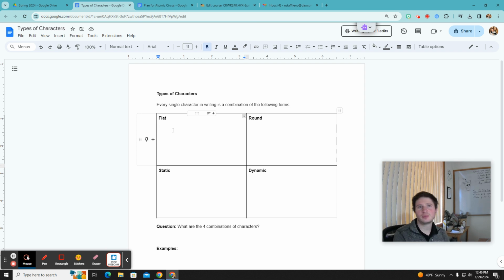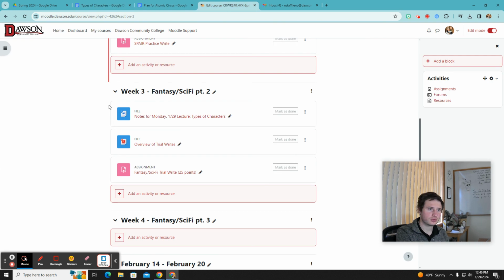More information for that is actually on Moodle right here. Overview of trial writes is a document that goes over what a trial write assignment is, and then this is the actual assignment. This is going to be due Sunday next week, so 6 days from now, by 11:59 p.m. So you have the weekend to work on it. We are going to think of Wednesday and Friday's classes as work days for this. If you're an online student, this will be the only lecture that you get this week, and then you will work on this as well.